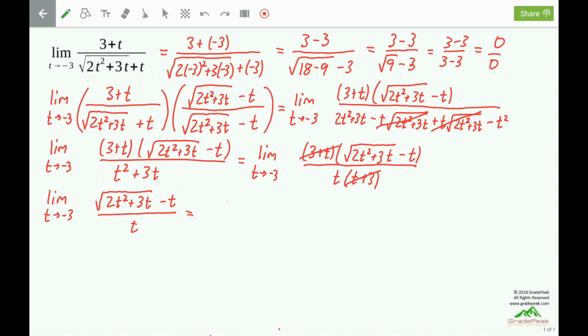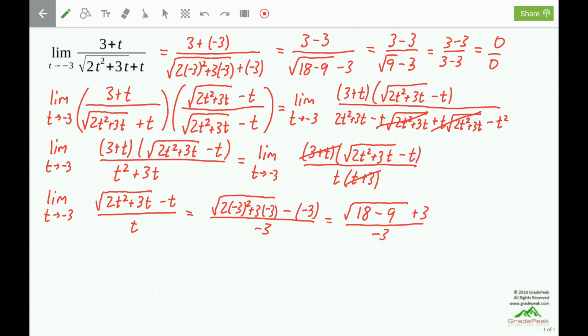Our next step is to plug a negative 3 in for each of the t's. And we will have 2 times negative 3 squared plus 3 times negative 3 minus a negative 3, and all of that over a negative 3. In the numerator, negative 3 squared is 9 times a 2 is an 18. 3 times a negative 3 is a negative 9. And then minus a negative 3 is a positive 3. All of this over a negative 3.